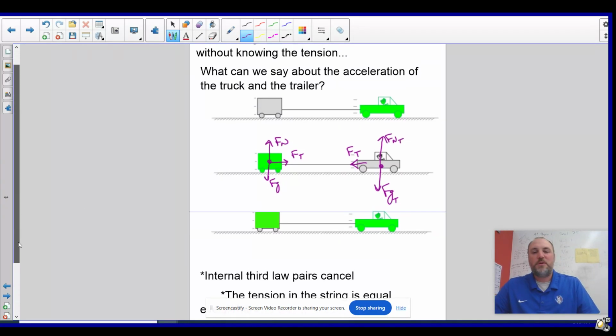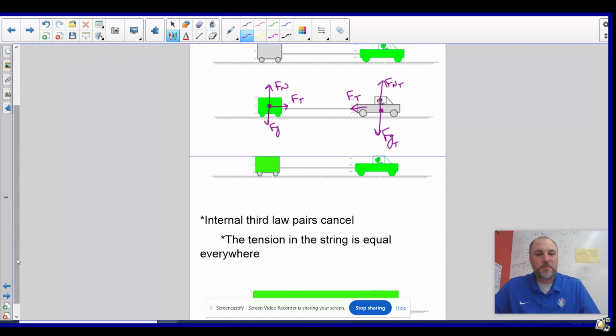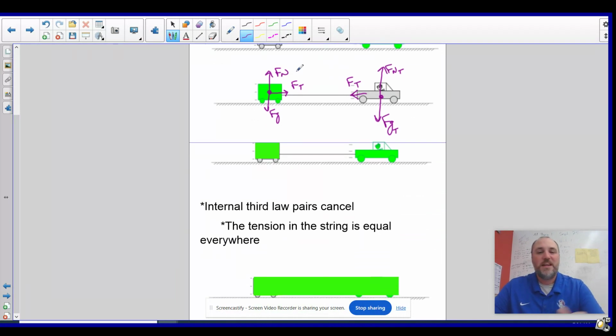But the idea of a third law pair that helps simplify these systems is that if I were to draw all the forces acting on all the objects in a system, and I do like to color code them, so what I'll do is I'll do black for any forces that are not in the direction of motion, or not in what I'll call the line of motion. I know this truck and trailer are moving horizontally. So vertically, nothing exciting is happening.